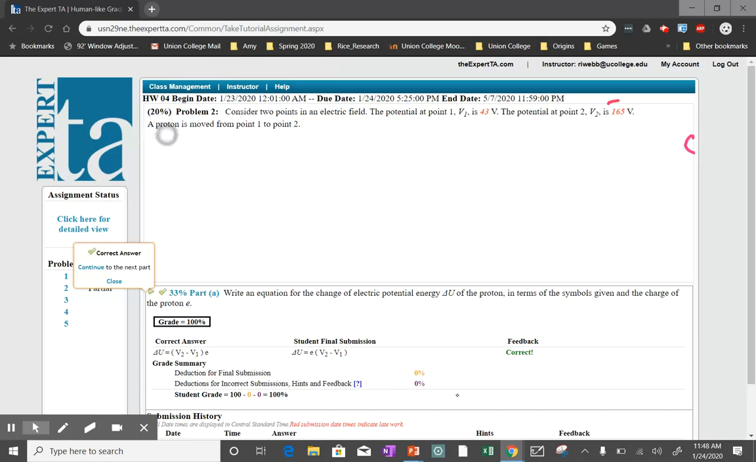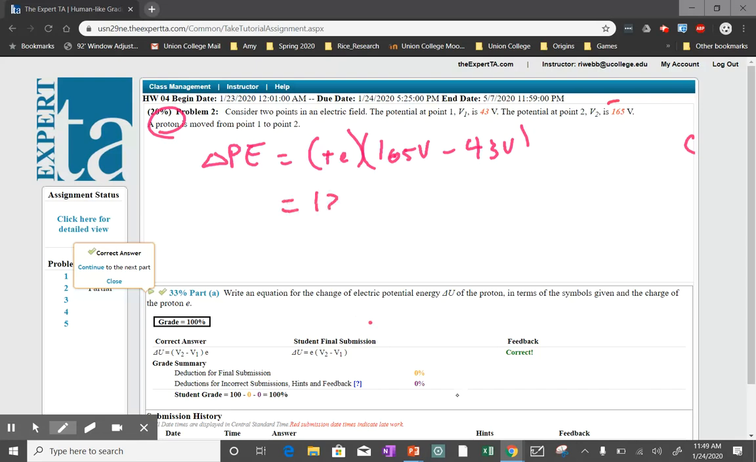a proton. Change back to drawing tool. We had a proton, and so we're going to have change in potential energy is equal to charge of a proton, plus e, multiplied by the voltage difference. In my case, that'd be 165 volts minus 43 volts. 165 minus 43, that's 122. So it's 122 electron volts. That's part B.